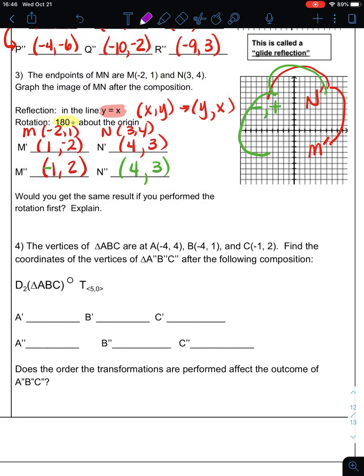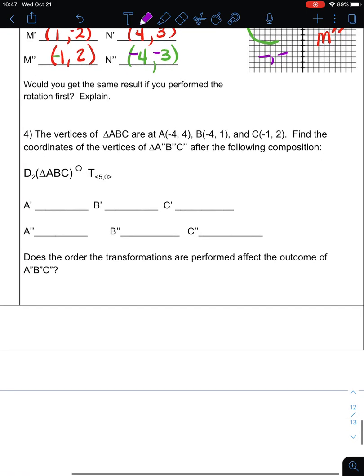So they're going to be in the same order that they were originally. And then I'm going to name it based on where it landed. So it landed in quadrant 3 where everything is negative, negative, and so I change my signs so that they are all negative, negative. Now in this particular case, it asks, would you get the same result if you performed the rotation first? Yes, in this case you would. Now that's not the case with every single composition. Some of them are affected by the order.